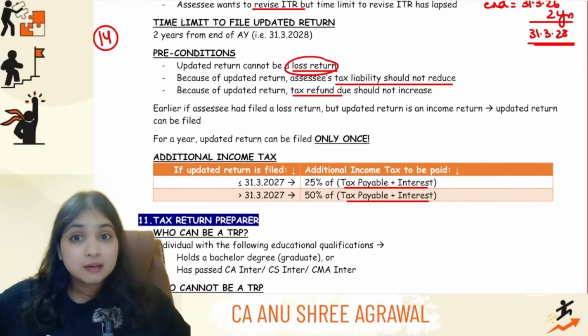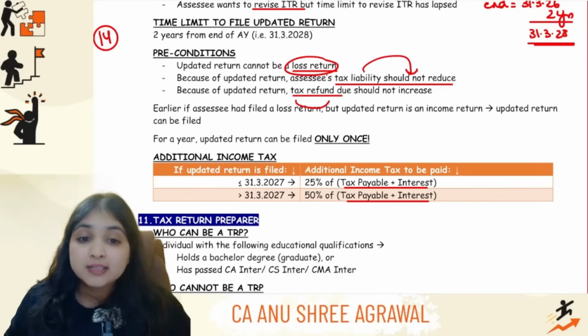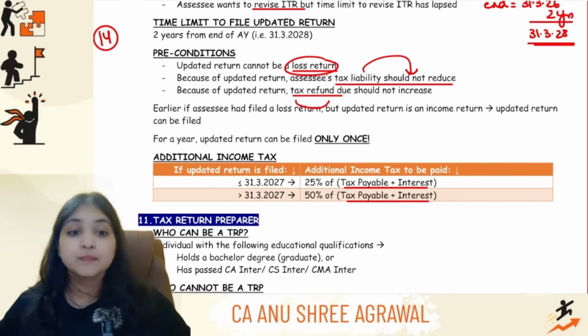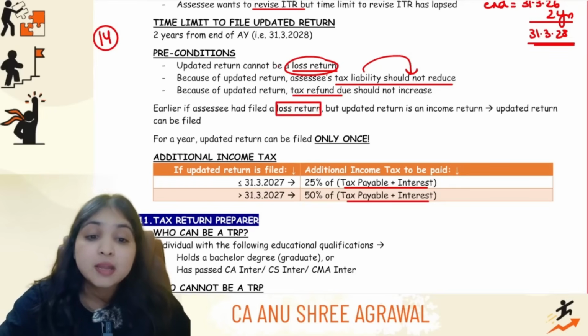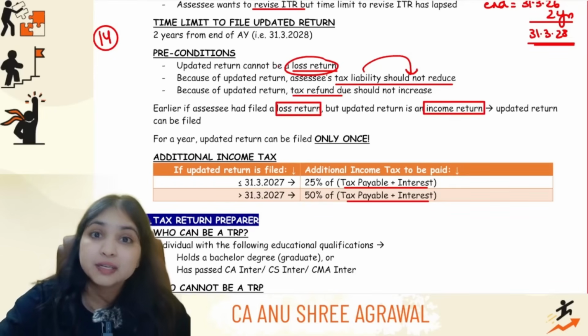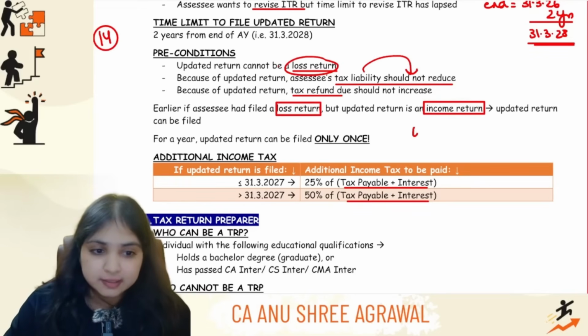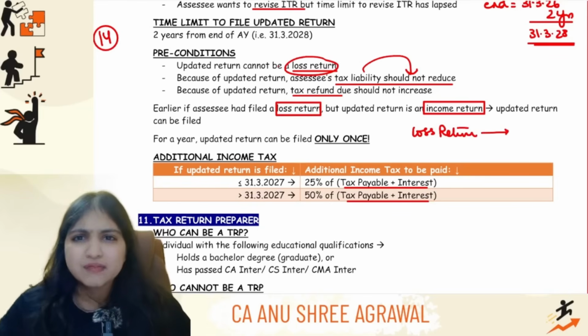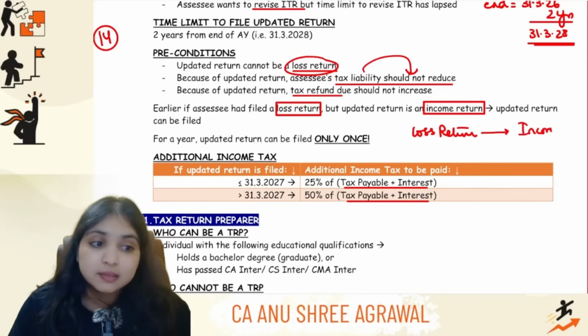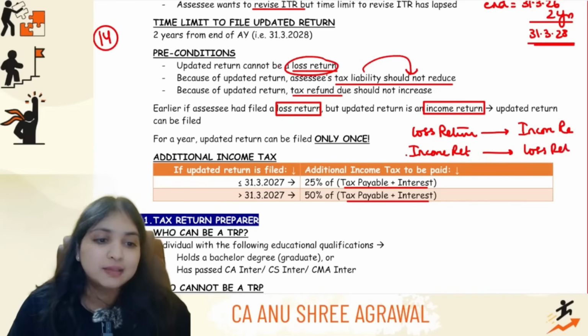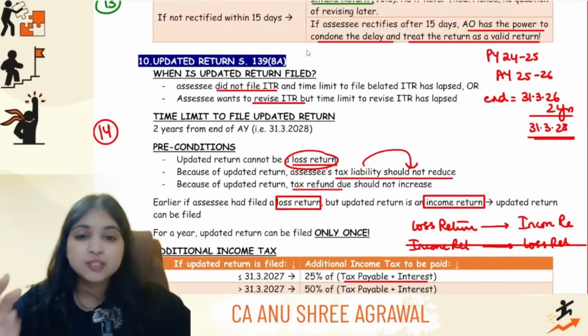So if updated return is a loss return, it will not be allowed. If because of updated return your tax liability is reducing or it results in a refund, even that will not be allowed. And also remember, if your original return was a loss return, then your updated return can be an income return, that is allowed. You have already filed the return, let us say that was a loss return. You want to revise this return, and the time limit for revising has lapsed. So the only option is updated return for you. If updated return is an income return, this will be allowed. But if your original return is an income return and your updated return is a loss return, that will not be allowed.